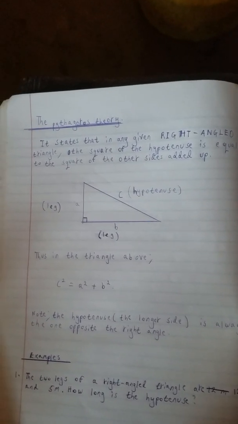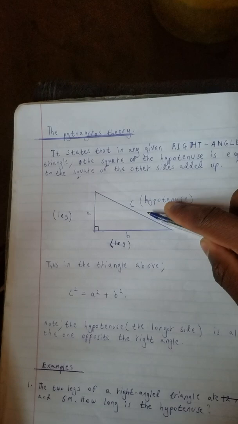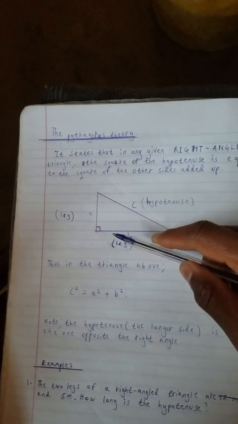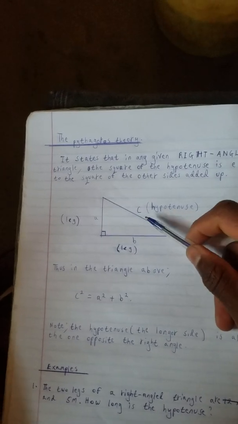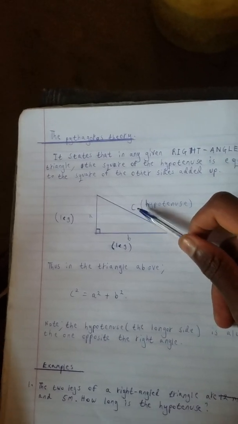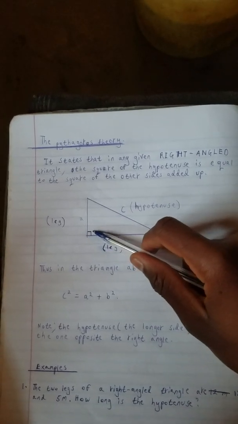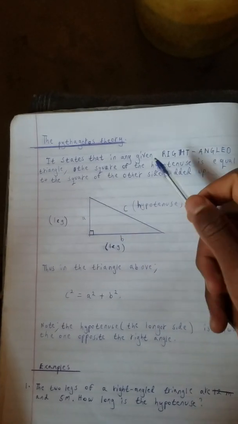The hypotenuse is the one denoted as C. The other two sides are A and B. If you want, you can use any other letters, but in my example, the hypotenuse is C. The hypotenuse is always the side opposite the right angle.